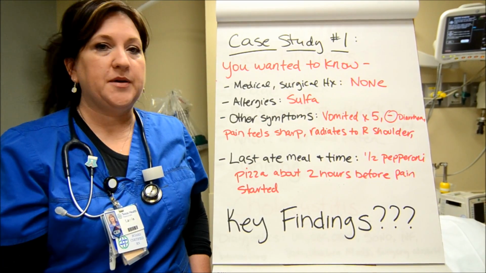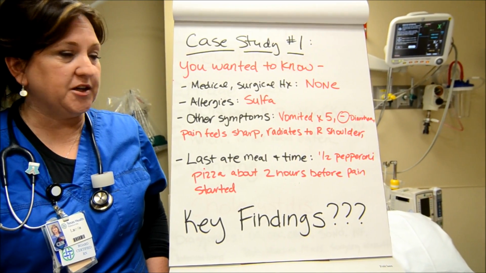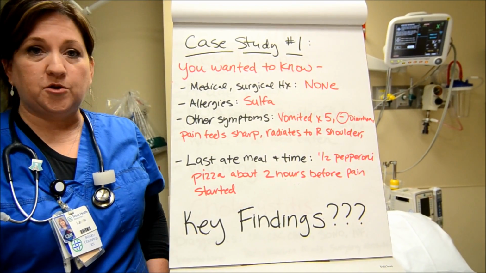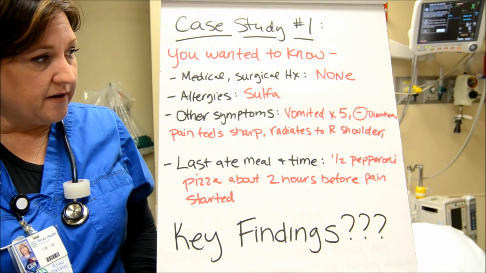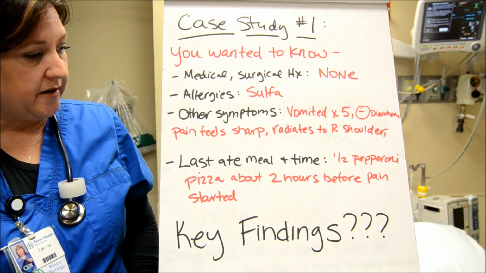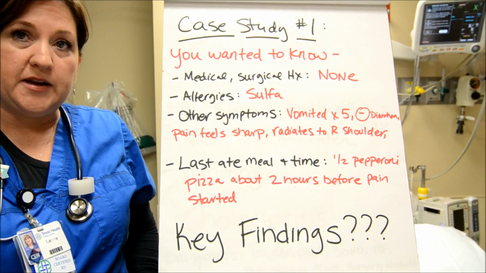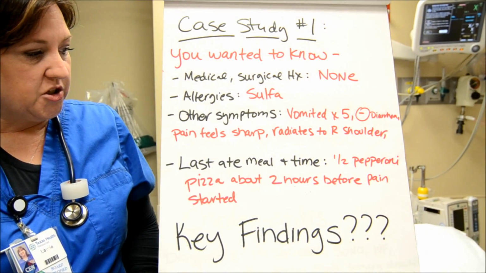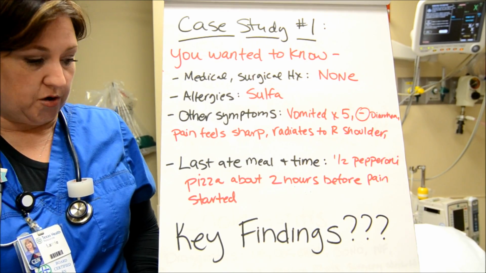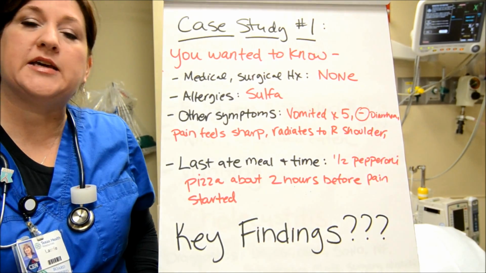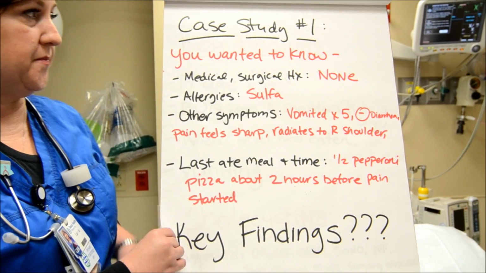You wanted to know the patient's medical and surgical history. She had none. You wanted to know if she was allergic to anything. It's just sulfa. Her other symptoms is that she's vomited 5 times. She's had no diarrhea. She said the pain feels sharp and it radiates to her right shoulder. She last ate a half pepperoni pizza about 2 hours before the pain started. So we've got to pick out what are the key findings, what's important with this patient.